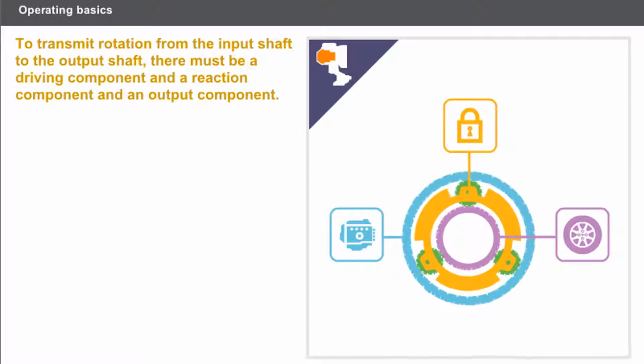In an automatic transmission, each component of an epicyclic gear train can be a driving component or a reaction component or an output component.